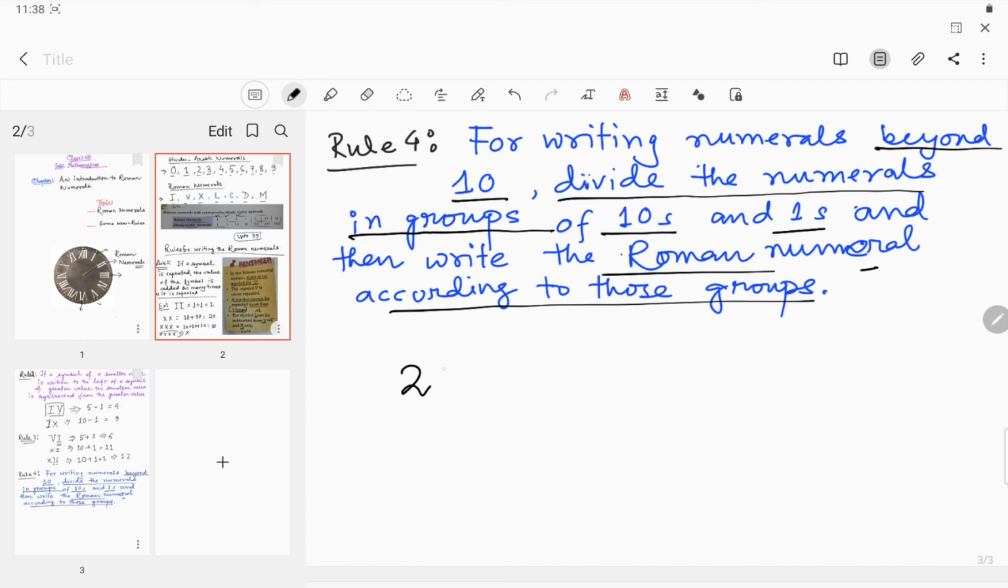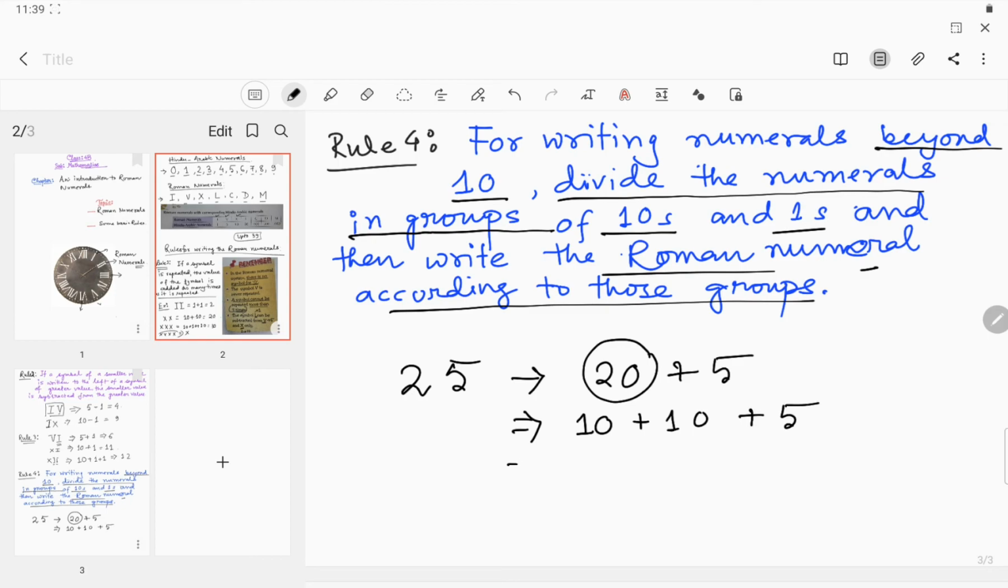Suppose 25. This is a Hindu Arabic numeral. Represent the number as a Roman numeral. So how to write 25? 25 means 20 plus 5. To write 20, you have to break it down as a tens group. So 10 plus 10 plus 5. 10 in Roman numeral is represented by X, and 5 is V. So the Roman numeral is X, X and V. Because it is added, that's why we can write it in this way. Okay.